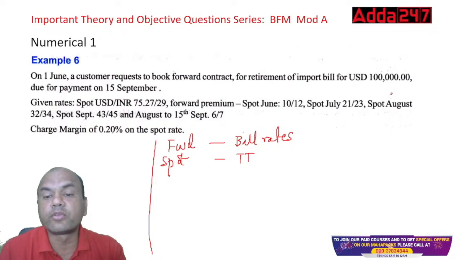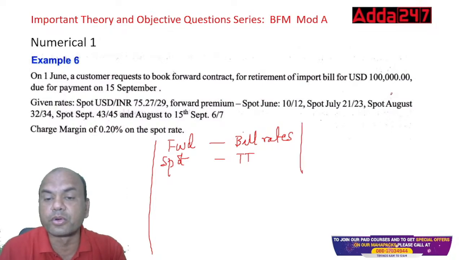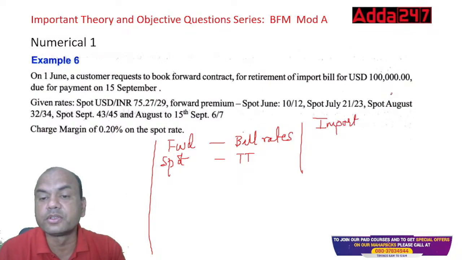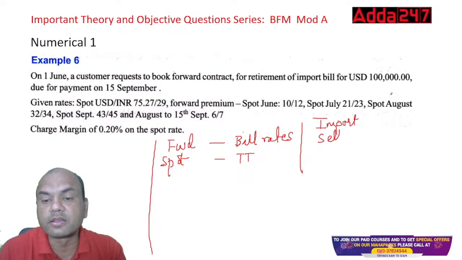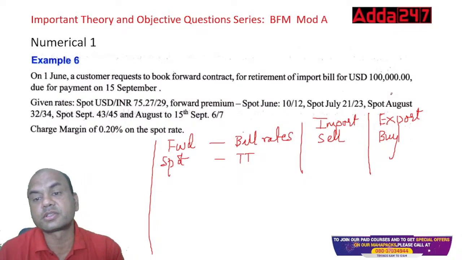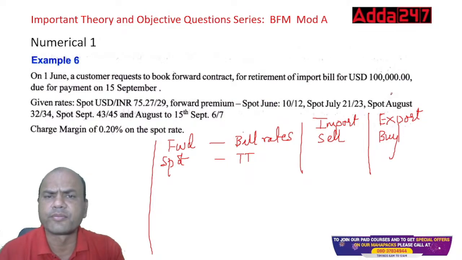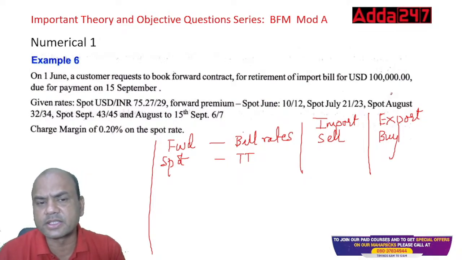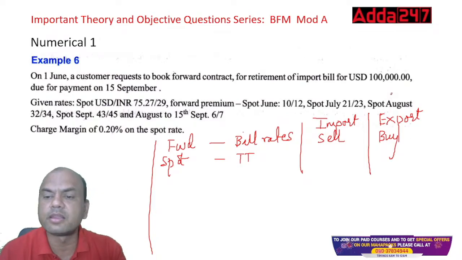Now if I'm talking of an import transaction, then I'll have to use the sell rate. If I'm talking of an export transaction, I'll have to use the buy rate. Always remember. Only in case of crystallization it's reverse, because crystallization is actually the reverse case. But don't worry about crystallization in this case study now. So import we are talking of sell, export we are talking of buy, forward we are talking of bill rates, spot we are talking of TT.